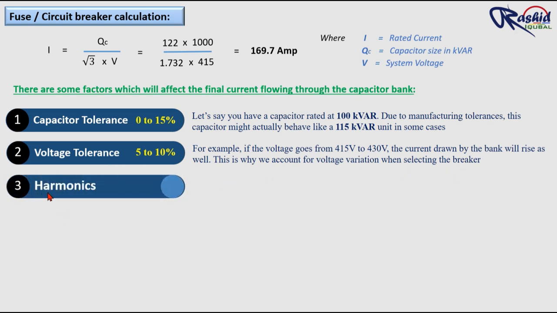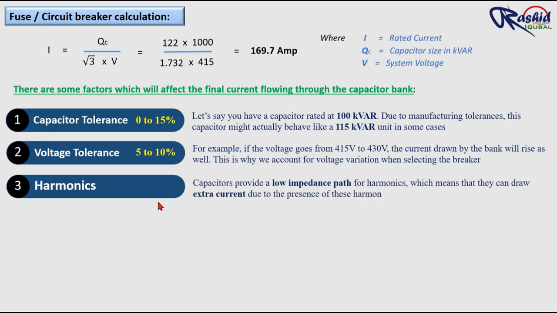Third factor, harmonics. Harmonics are another key consideration, especially in modern electrical systems with non-linear loads such as variable frequency drives, computers, and other electronic equipment. Capacitors provide a low impedance path for harmonics, which means that they can draw extra current due to the presence of these harmonics. It's estimated that harmonics can increase the current by 20 to 35%. So, when we select a circuit breaker, we need to account for the additional current. This helps protect the system and ensures the breaker can handle any extra load caused by harmonics.